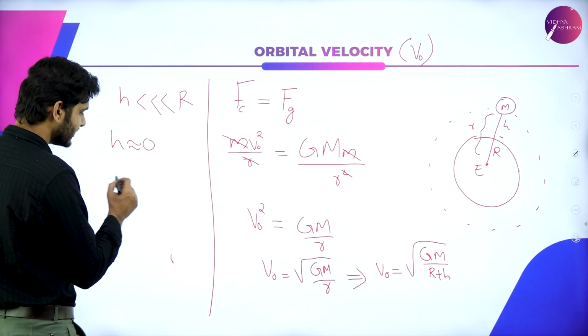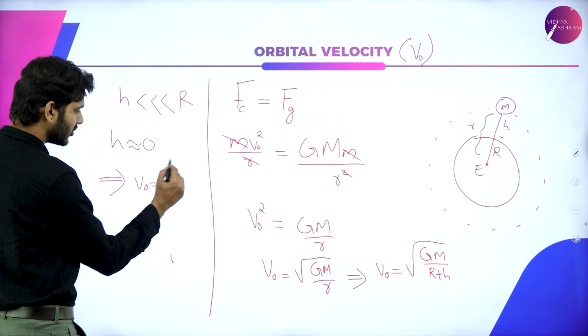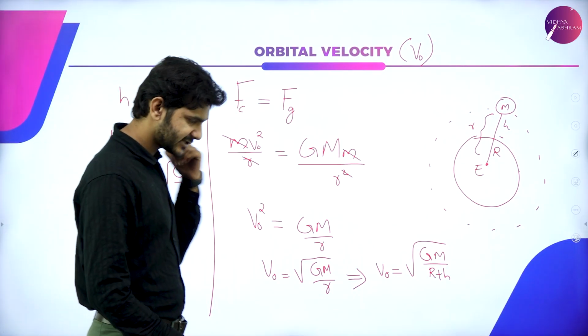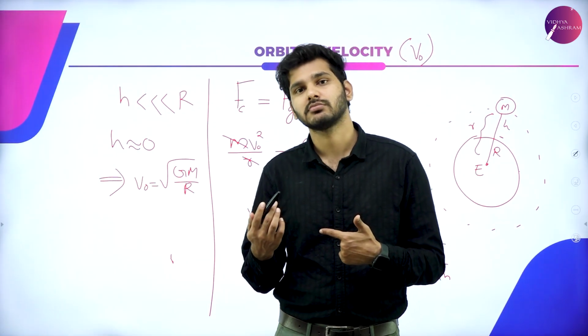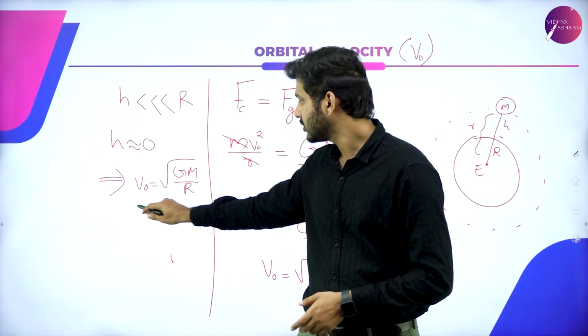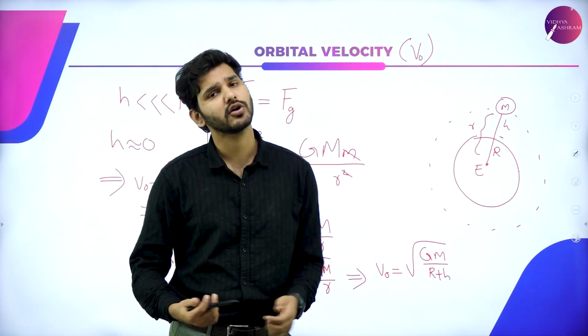So I can say that this particular equation will be transformed into V0 is equal to root of GM divided by r. This is a special case in which the satellite which is revolving around the particular planet is really close to Earth's surface. That's it. So this is the special case, and this is the general derivation for orbital velocity.